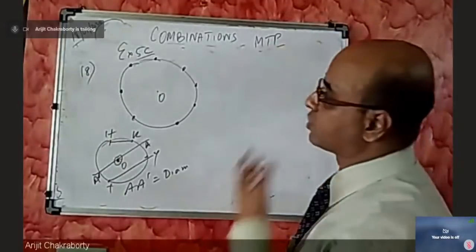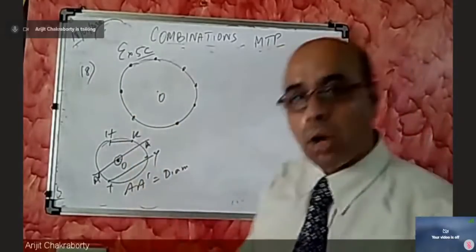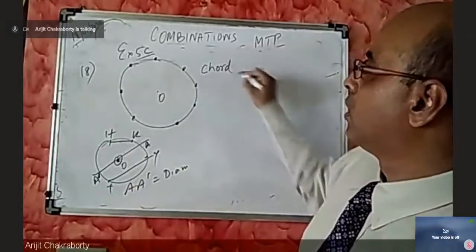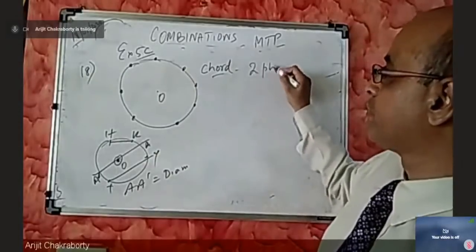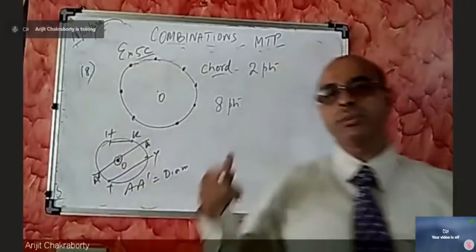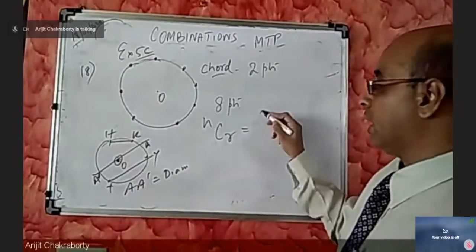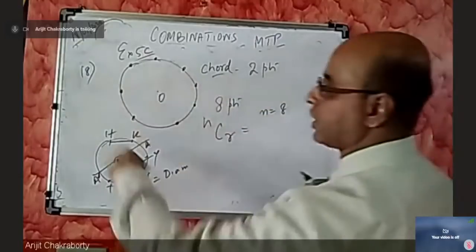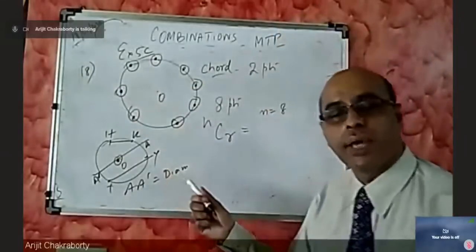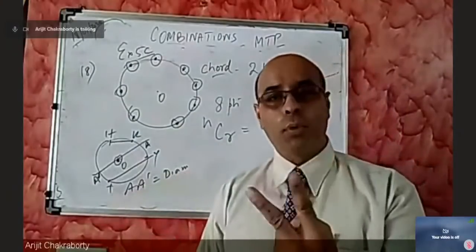But here you have to make sure that there are 8 points and you have to draw chords. Drawing a chord means you need 2 points. You are given 8 points. So what you need to do is draw chords. So here it's an application of nCr and n is equal to 8. 8 points are there, 1, 2, 3, 4, 5, 6, 7 and 8. A chord is a straight line, so you need 2 points to draw a chord.